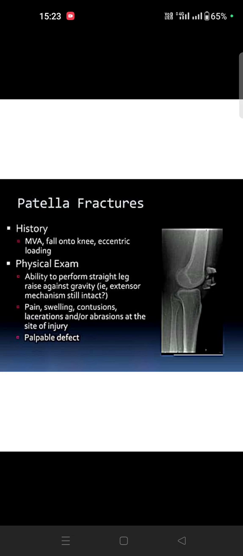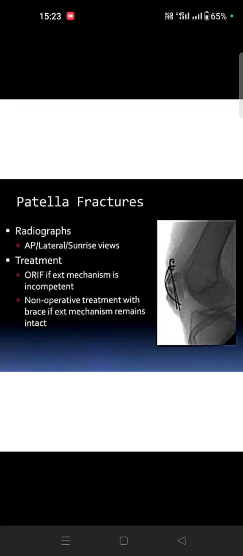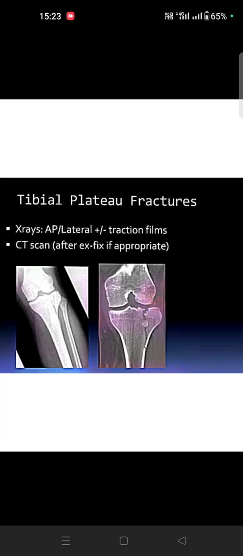Then patella fracture mainly happens from motor vehicle accidents and a fall onto the knee and some eccentric loading. So here for the examination, the ability to perform the straight leg raise against gravity, then pain, swelling, contusions, lacerations, and abrasion at the site of the injury. Radiography, AP and lateral, will be taken and ORIF they will do, and non-operative treatment is a brace and examining the mechanism.